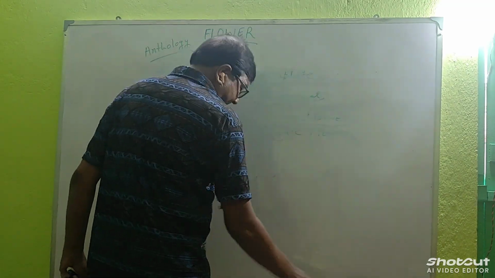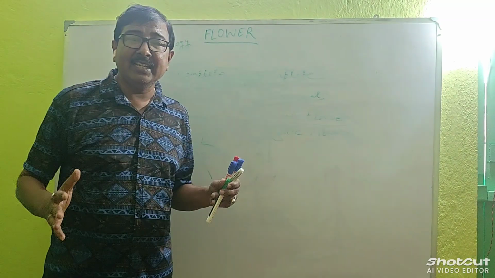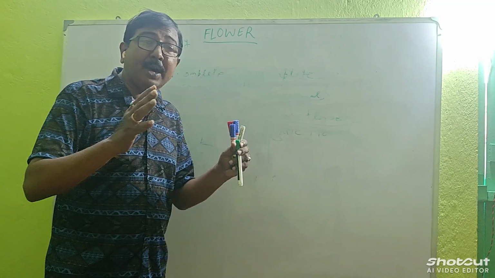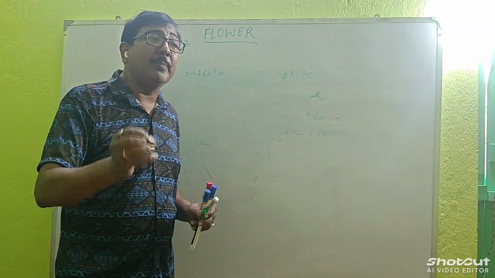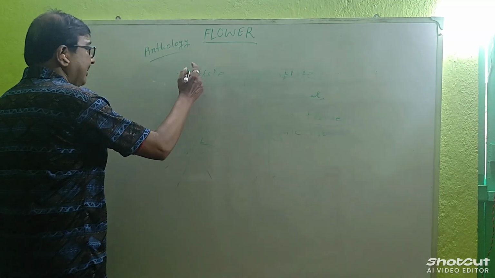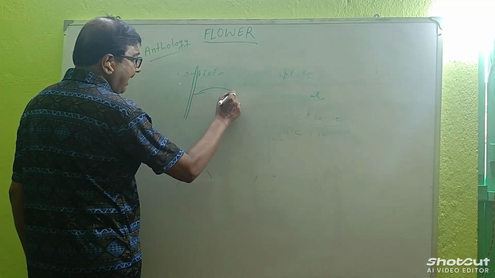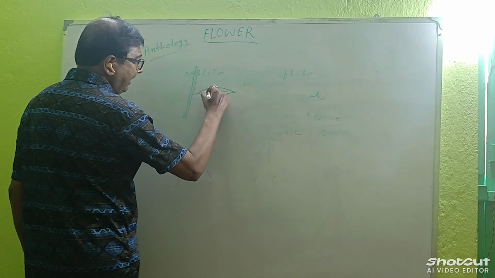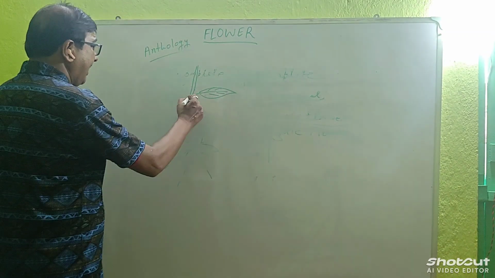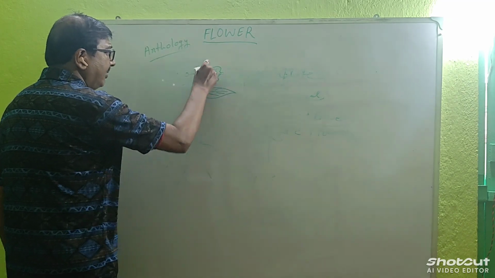Next, you have to know what a flower is. A flower is a reproductive part of a plant, and it is also called a modified shoot. Why a modified shoot? See this picture. This is the stem. From there, a leaf arises. This is the node, and this part is the axil. And from that, the flower is born.